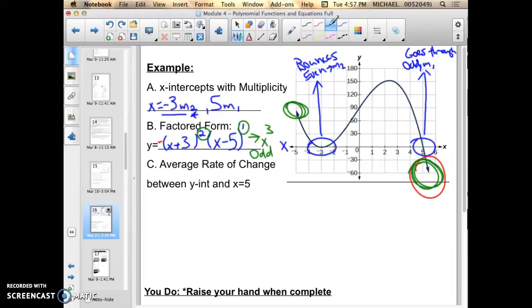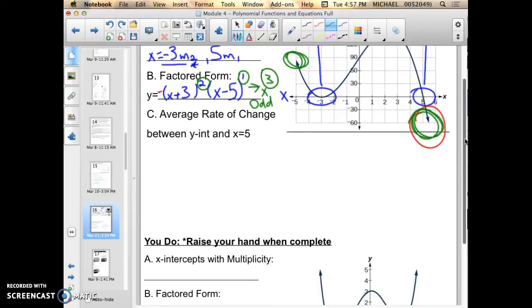So you can tell that in two ways. If the power itself is odd, I know it's odd, or if the endpoints are going in opposite directions, I know that it's odd. Now, if the power was even, or if the endpoints were going in the same direction, then it would be even.